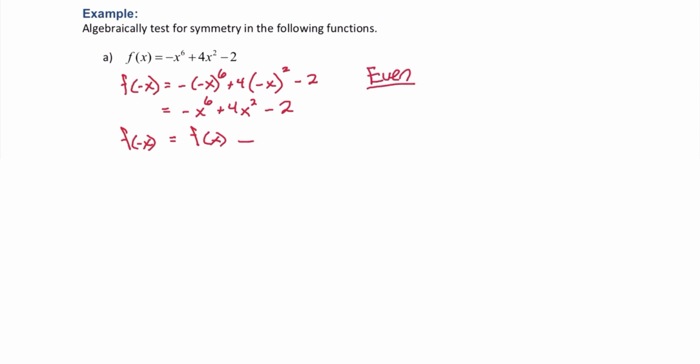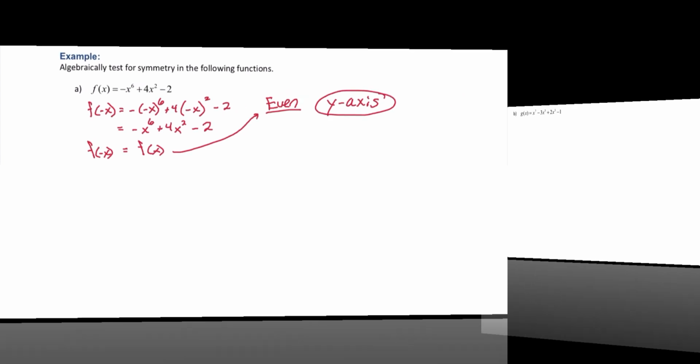And since this definition says we have an even function, we know that we're symmetric about the y-axis. Y-axis symmetry.